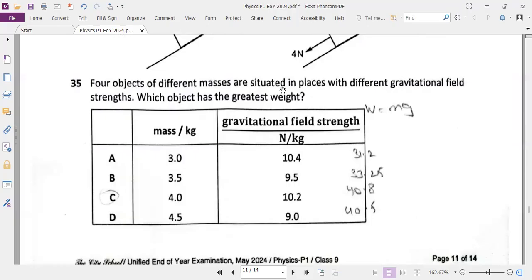Four objects, different masses. Gravitational field strengths are different. Which has the greatest weight? We just multiply the mass with the gravitational field strength: mg, mg, mg, mg. Look at his working. He has worked everything out and C is given as the correct choice. So this is how you do these types of questions.